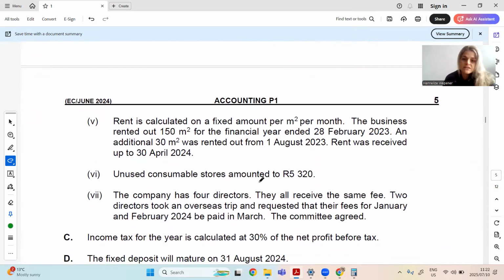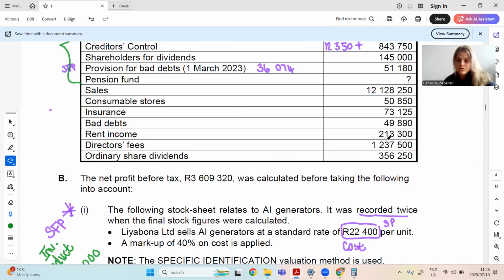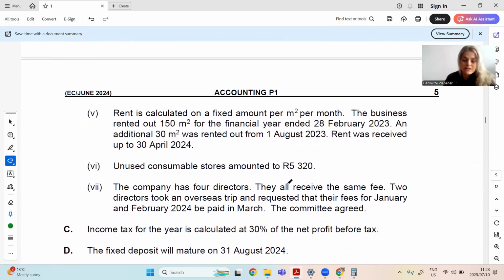Then rent is calculated on a fixed amount per square meters. So what we then did is we calculated the total square meters that we lease out for the full financial year. And then we added onto that the rent that we received up until the 30th of April. So we added another 2 months to see what the amount in the trial balance represents. So there we go, the 213,300. We then said that the 2 months that we received in advance may not be included in the SOCI because it is income received in advance. And that goes under trade and other payables.